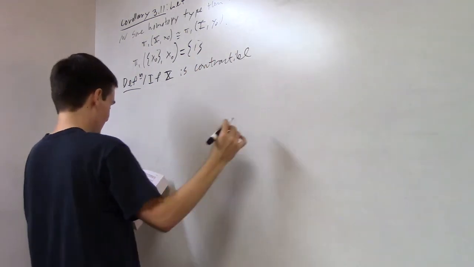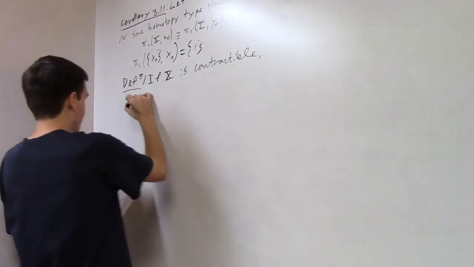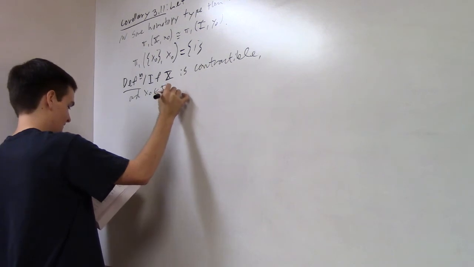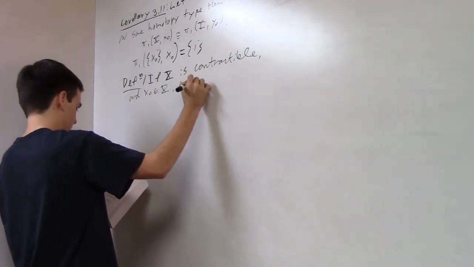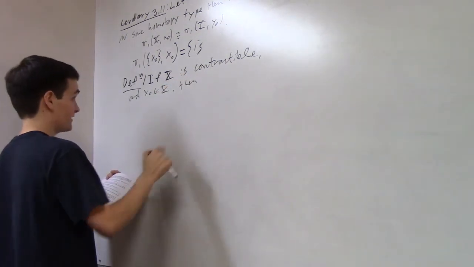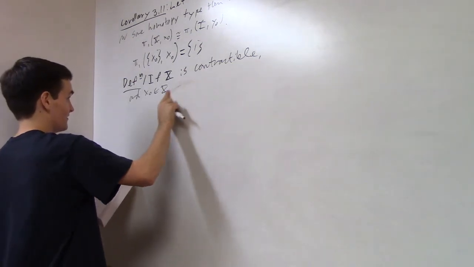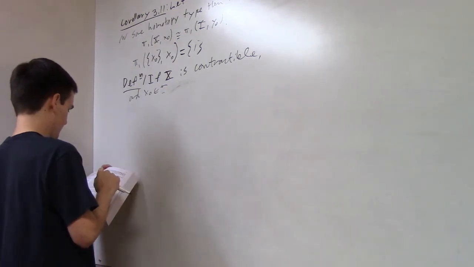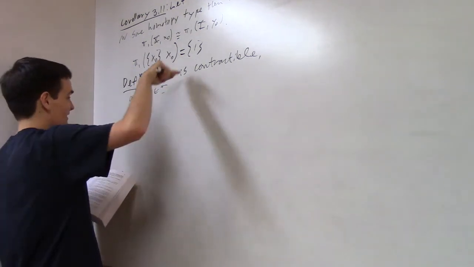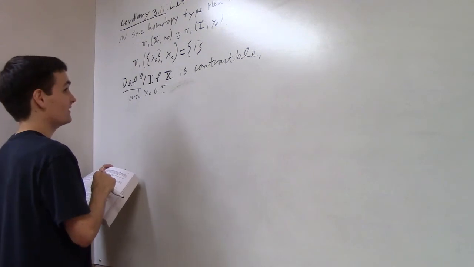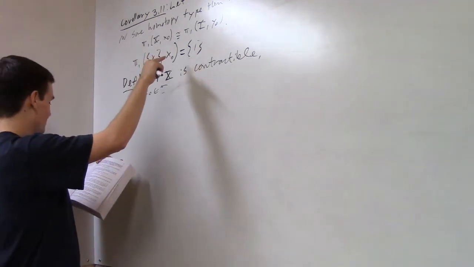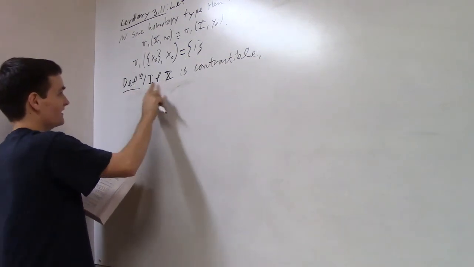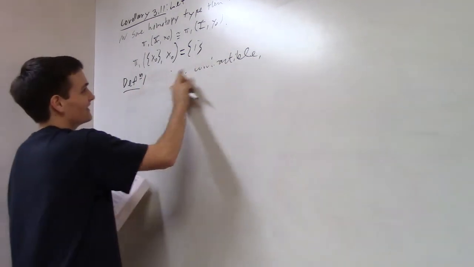So if X is contractible and X naught is in X, then, oh, I was reading the wrong definition. So, for example, the fundamental group of R^n. Now, what am I even doing? I started writing the theorem that I wrote down instead of the definition.